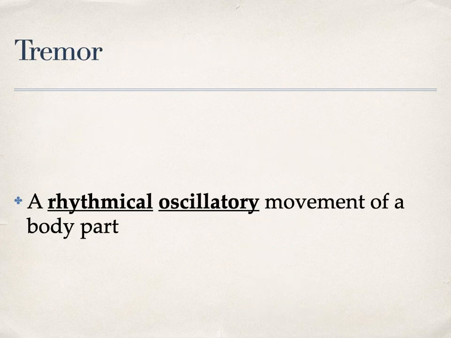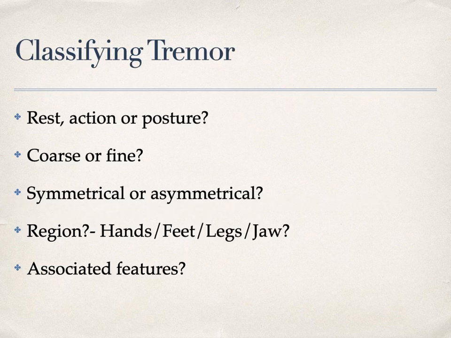So tremor. Tremor is a rhythmical, oscillatory movement of a body part, usually around an axis. And with tremor, you can really ask a lot of questions in order to try and work out exactly what's going on. These questions are: is the tremor there at rest, so when they're just sat there doing nothing? Is it there on posture, so when you ask them to put their hands up in the air in front of them? Or is it there on action, for example, when they're walking or when they're moving their hand from their nose to your finger?